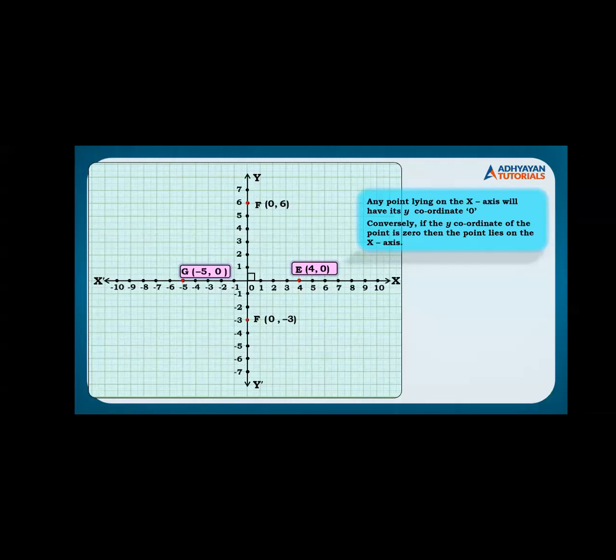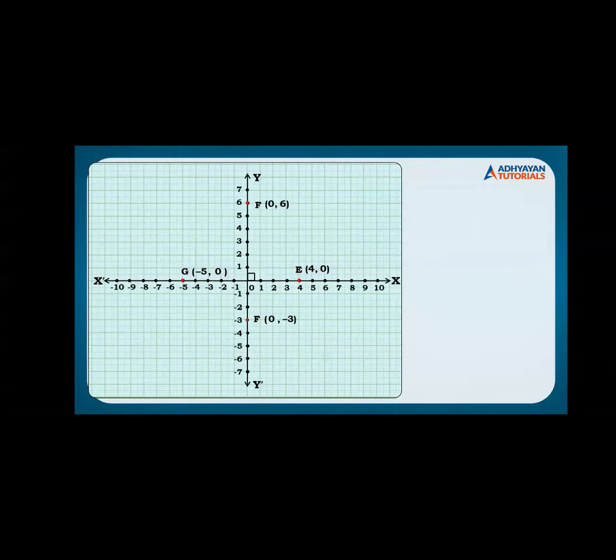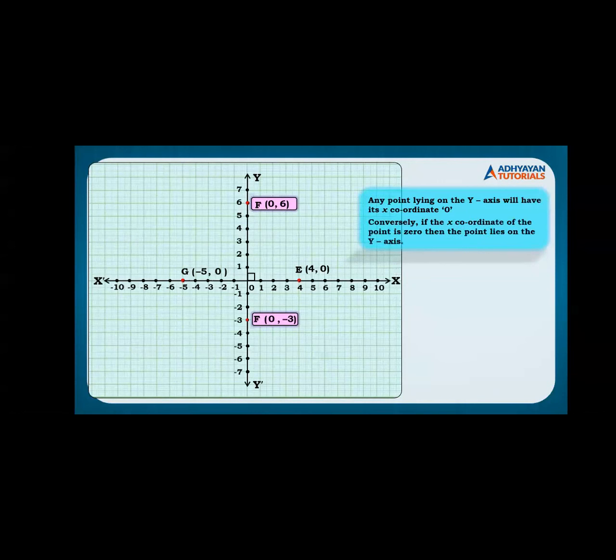Hope you kids have taken the screenshot. Okay. Now, the same children is true with y axis. If x coordinate is 0, the point lies on y axis, or vice versa. If the point lies on y axis, the x coordinate is 0. I hope it is clear. You can take a screenshot.